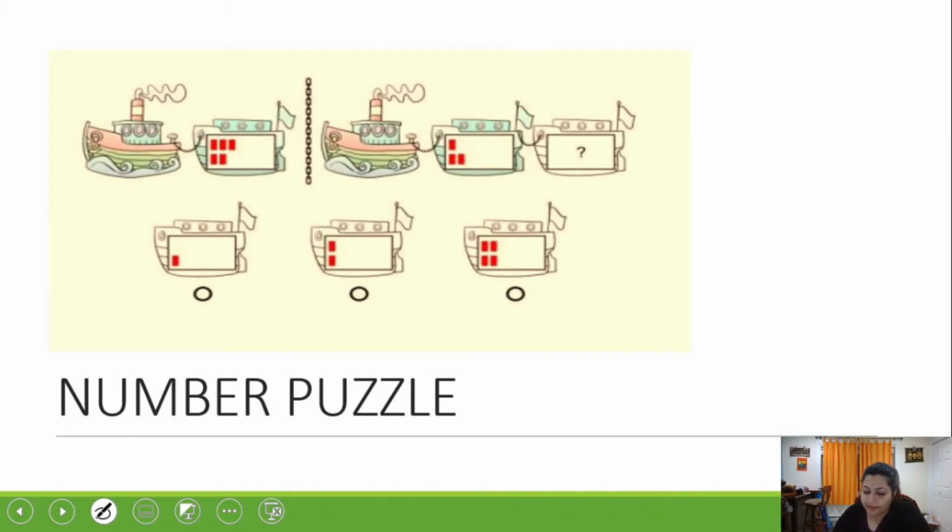Number puzzles is about balancing the ship so that it doesn't drown. So this one has an extra, so how do we balance it? So the best way I do is cancel to balance. It's about balancing both sides. So if we do 1, 2, 3, and we do 1, 2, 3, we have 2 here left. So to keep this ship floating, we need 2 here. So our answer is 2. That's the simplest and the fastest way, cancelling.